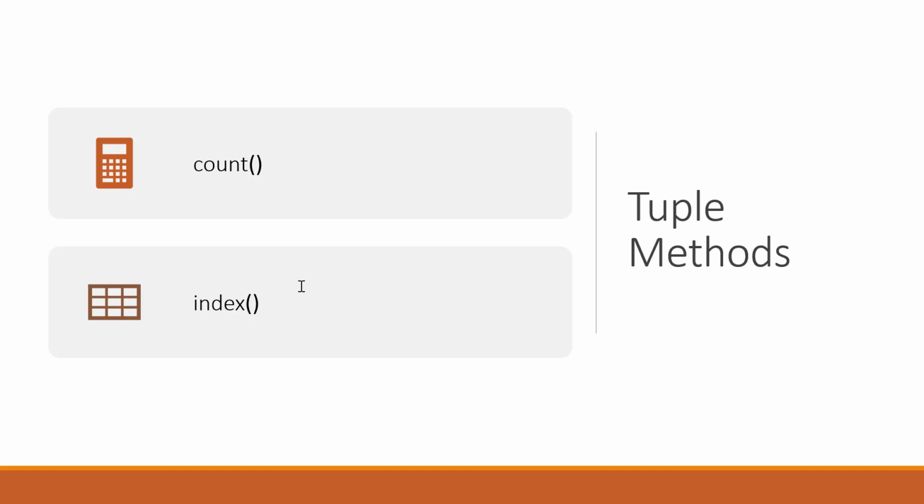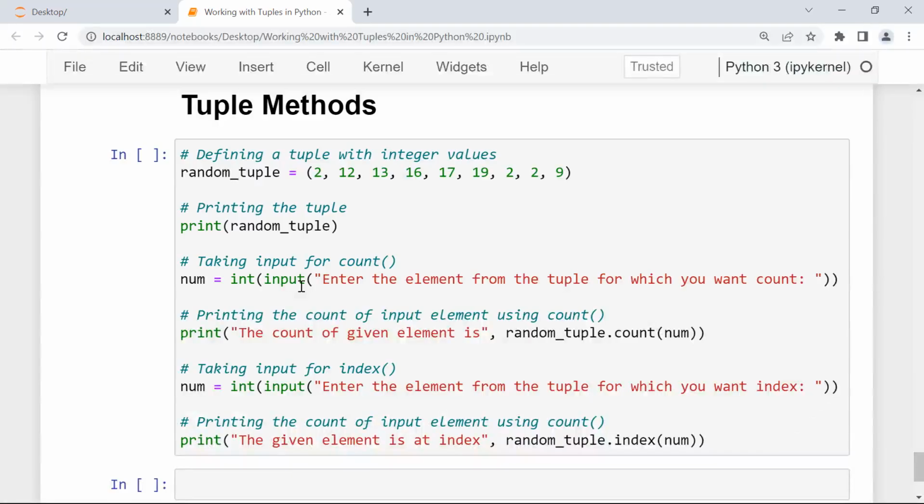So the count method will calculate how many times the given element appears in the tuple. Then there is the index method. This index method will simply return the index value of the specified element from the tuple. We can understand the use of these two methods better with the help of an example. So here you can see one example. Here what we have done, first we have defined one tuple variable random_tuple which consists of some random integer values. Then we are using the print function to print the value of the tuple.